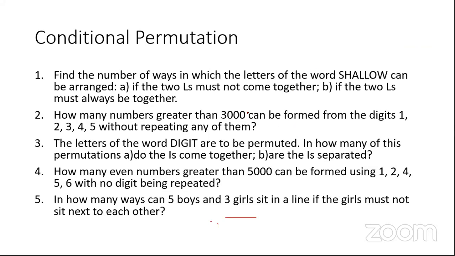So I've explained question number one. Question number two, you say how many numbers greater than 3,000 can be formed from the digits 2, 3, 4, 5 without repeating any of them? Wow, this is a great question. How many numbers greater than 3,000 can be formed from the digits 2, 3, 4, 5? 1, 2, 3, 4, 5.